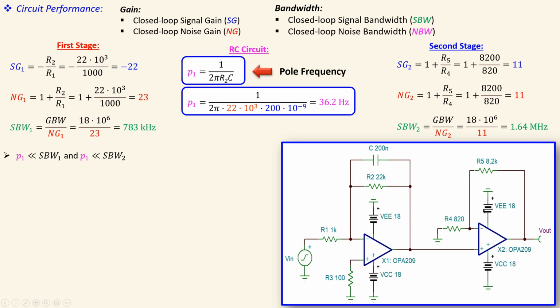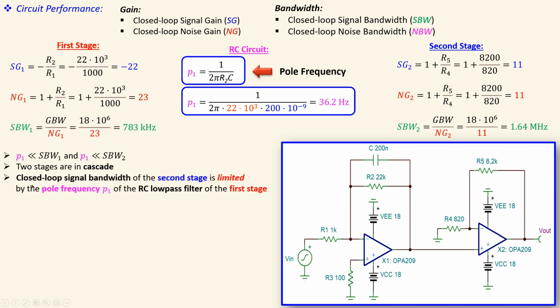Now, since these two stages are in cascade, the closed loop signal bandwidth of the second stage will be limited by the pole frequency P1 of the RC low-pass filter of the first stage. So that means actually the complete signal bandwidth, and also in addition the noise bandwidth, will be determined by this RC low-pass filter. So then we can assume it is just a first-order circuit or first-order system.